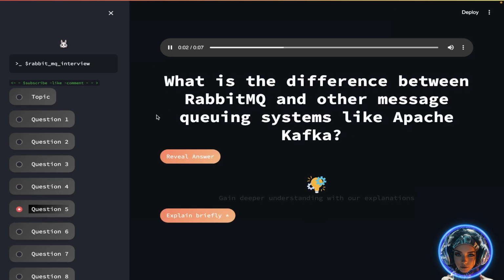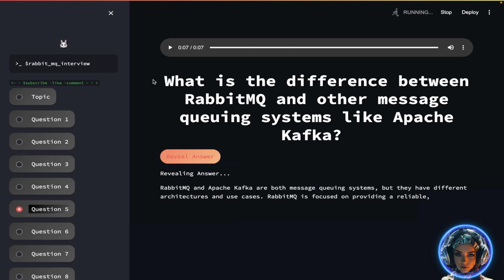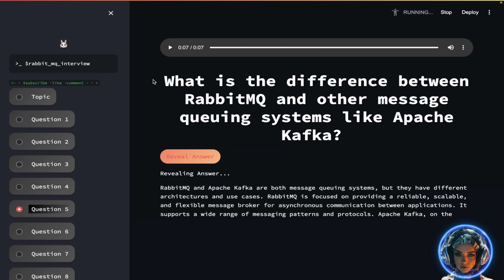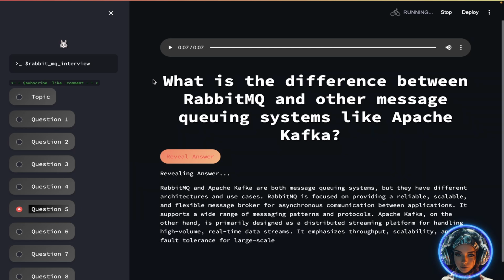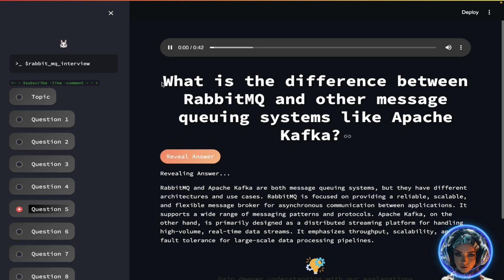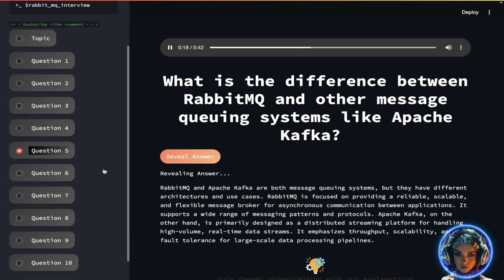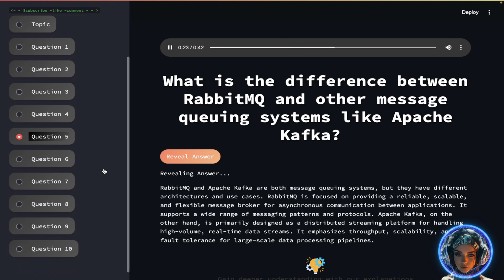What is the difference between RabbitMQ and other message queuing systems like Apache Kafka? RabbitMQ and Apache Kafka are both message queuing systems, but they have different architectures and use cases. RabbitMQ is focused on providing a reliable, scalable, and flexible message broker for asynchronous communication between applications. It supports a wide range of messaging patterns and protocols. Apache Kafka, on the other hand, is primarily designed as a distributed streaming platform for handling high-volume, real-time data streams. It emphasizes throughput, scalability, and fault tolerance for large-scale data processing pipelines.